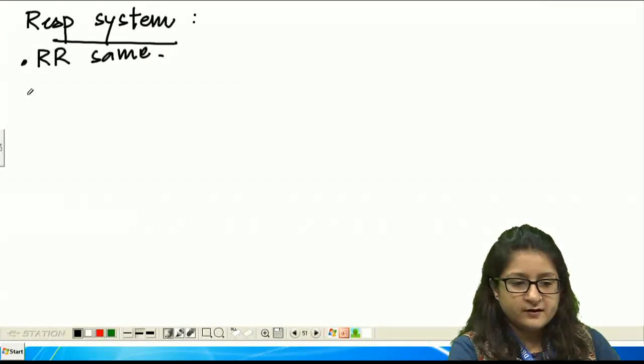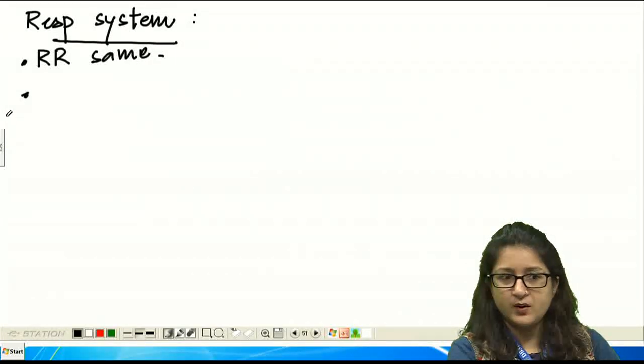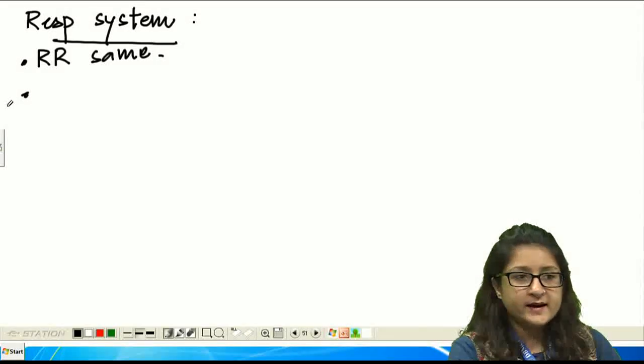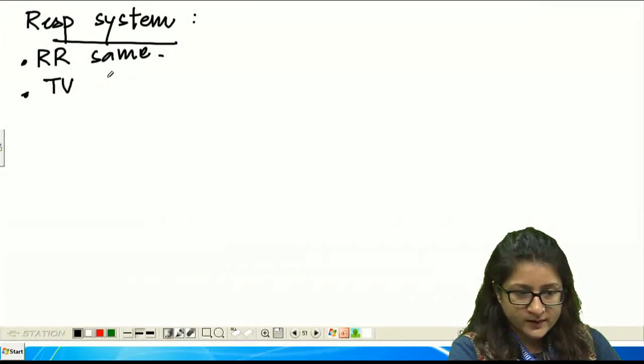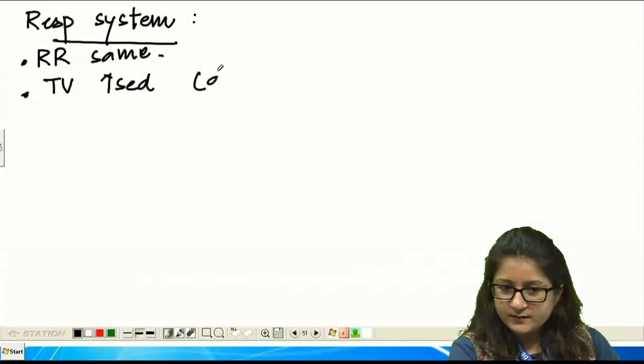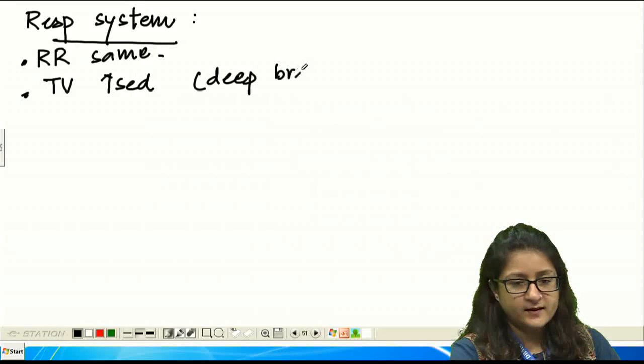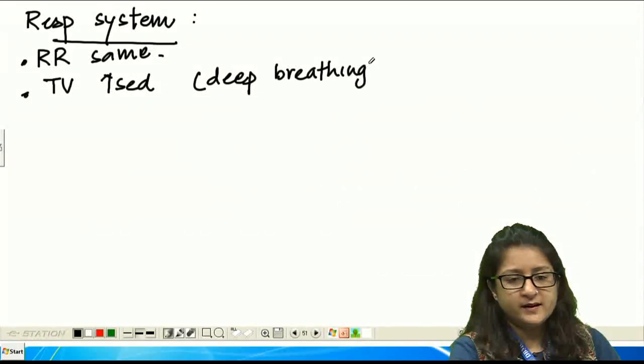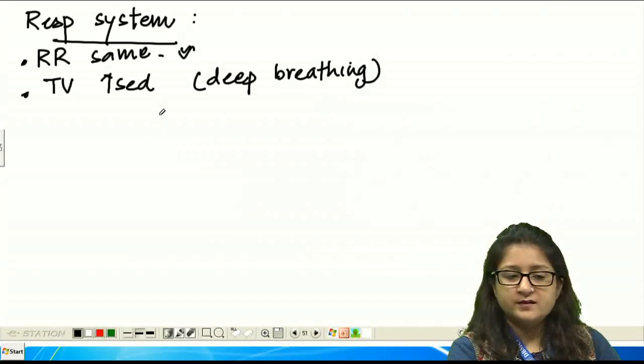The respiratory rate remains the same. So how is oxygenation increased? By taking deep breaths. What does that mean? That tidal volume is increased. So there is deep breathing, but the respiratory rate remains the same.